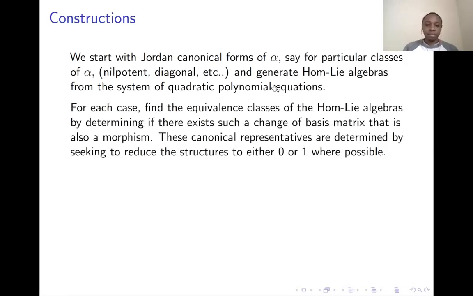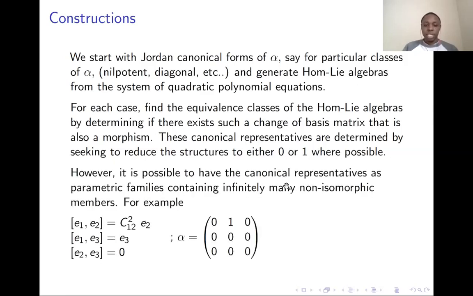And then after we've done this, we proceed to find all the isomorphism classes. This is done by finding an appropriate change of basis matrix or such an isomorphism, a rho that we have just given above. If such exists, then we start building up our classes. If they don't exist, then we separate them and put them in different classes. The canonical representatives in these classes are given again by trying to reduce the structure constants. So we try to make some zero or some one so that we kill some of them. But if it is impossible, we just leave them and we end up with a parametric representation of such representatives.